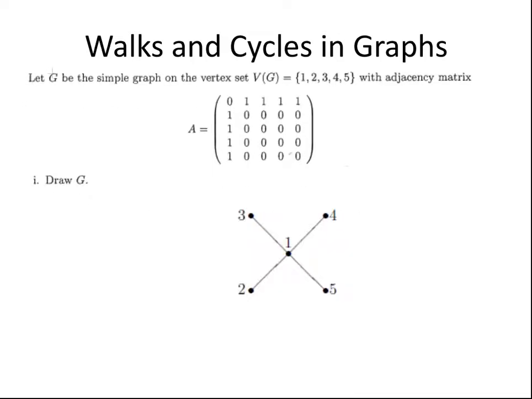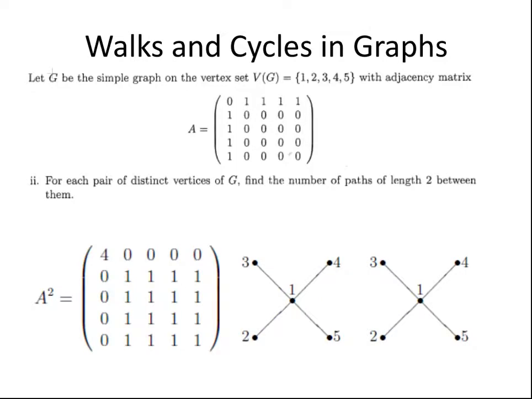So first off, what we are asked to do is to draw G. Essentially, I'm going to speed things up here and just present the answers. This is the adjacency matrix, and this will be the corresponding graph. Vertex 1 is connected to 2, 3, 4, and 5. All the other vertices are connected to vertex 1 only. So what we have there is that cross-shaped graph.